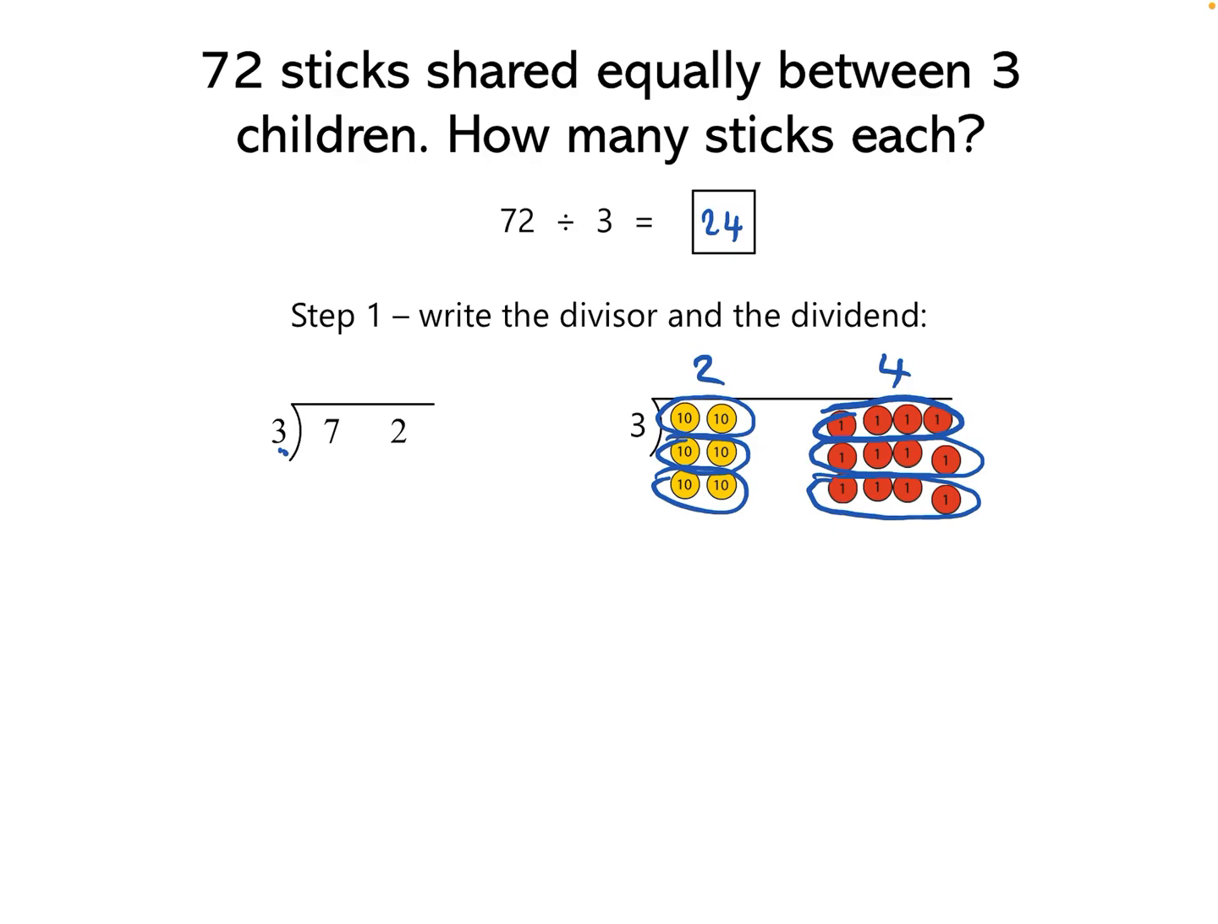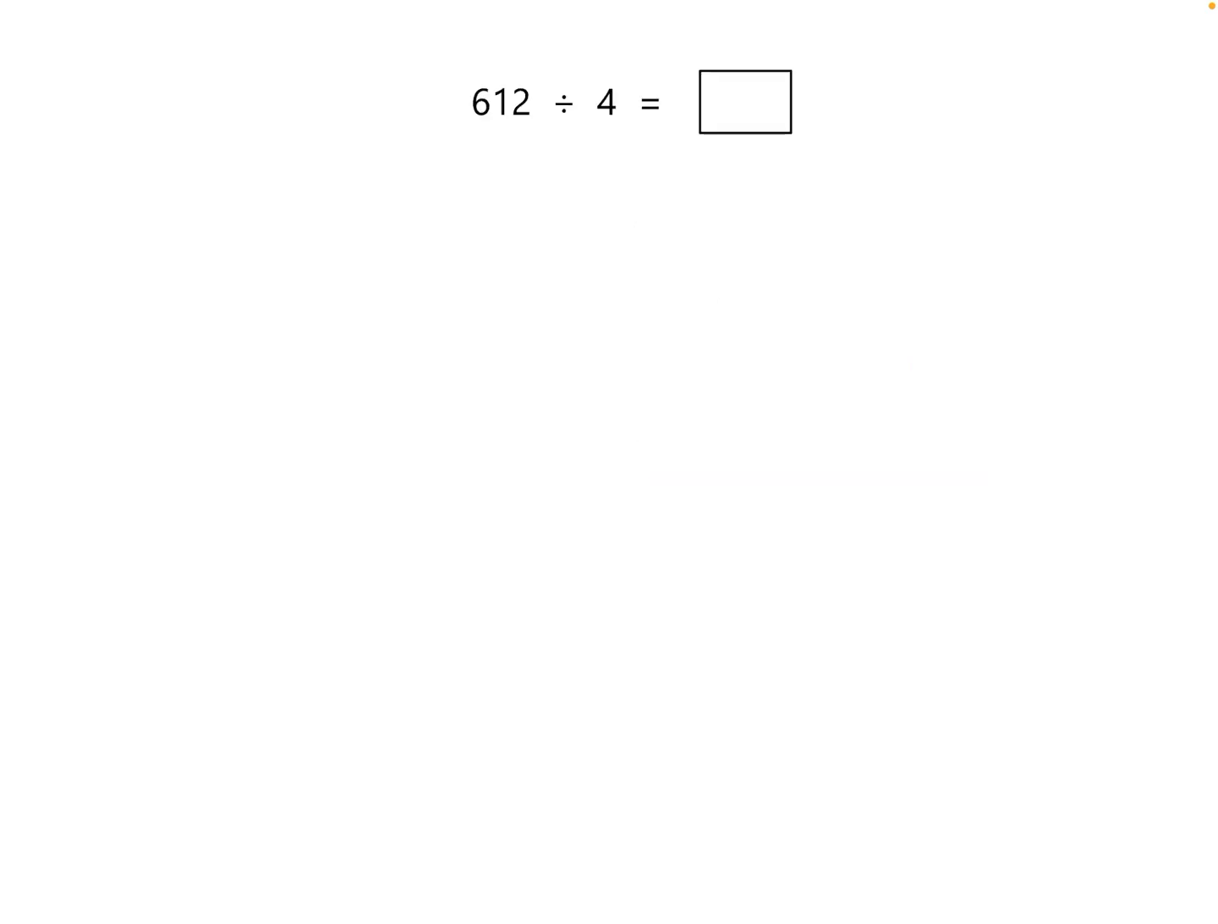So how does that look over here? I'm looking at how many 3s go into 7? There are 2, and that is 6, but I've got 1 left over. And remember, that was that one we exchanged. How many 3s go into 12? 4. Hopefully you can see that's there.